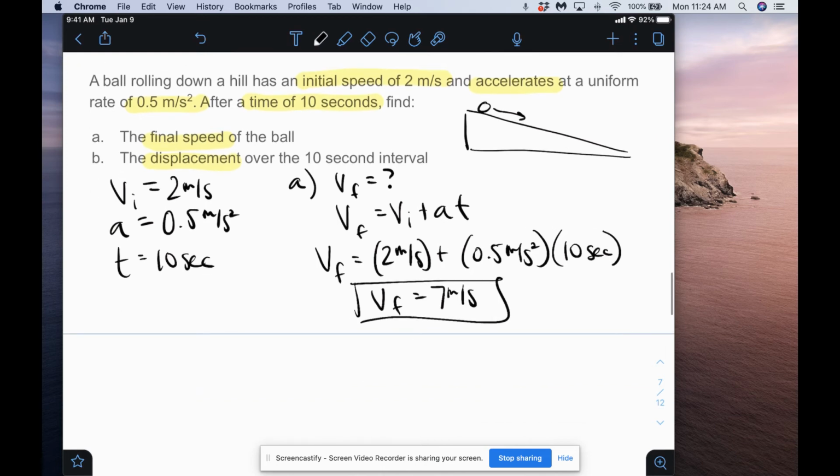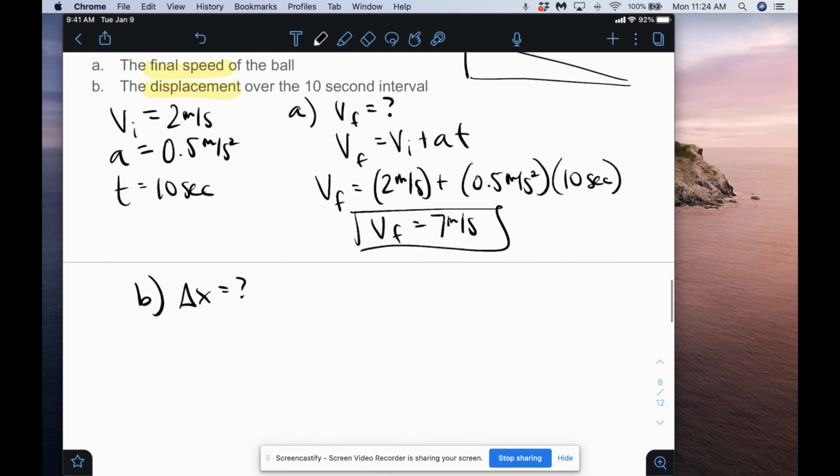Now part B says we want the displacement over that 10-second interval. So displacement is delta x. So I have delta x equals question mark. And I now have final velocity as well. So I literally have every single other variable that I could use to solve for displacement. So we can just pick any equation that we want in order to solve for displacement. I'm going to pick the second one just because we haven't used that one yet, and it's already solved for displacement, which makes my life easy.